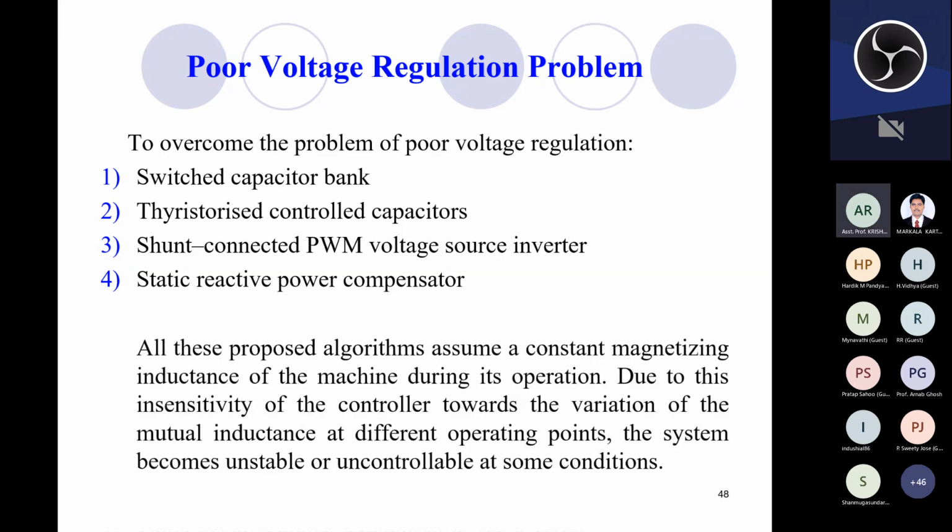Now all these techniques or algorithms tried so far use constant magnetizing inductance. That means the LM remains fixed. That means they considered the OCC within the linear zone. That means this magnetizing reactance, actually the magnetizing inductance, will not vary at different positions of the rotor. Now this will make the controller insensitive or uncontrollable at some positions of the rotor or at certain conditions.